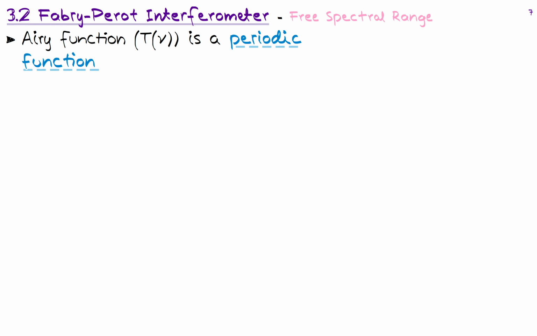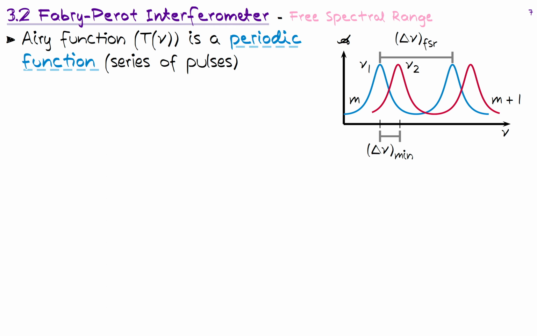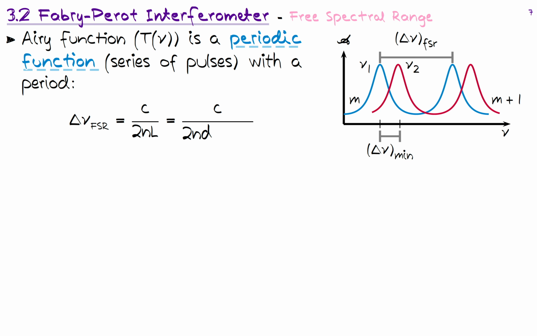So the Airy function T is a periodic function. Graphically or physically, it looks like a series of pulses, and the period of these pulses is the delta nu FSR, the free spectral range, given by speed of light c divided by 2 times n, that's the refractive index of the material, times L. That's basically d times cosine of theta. So what's the optical length of our Fabry-Pérot interferometer?